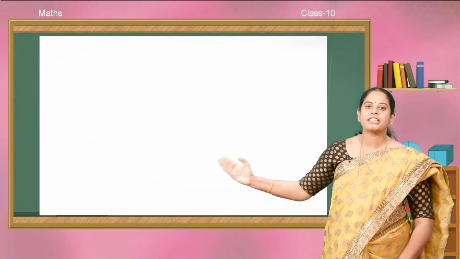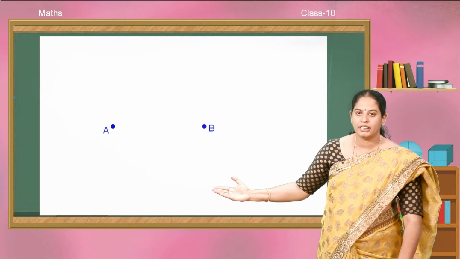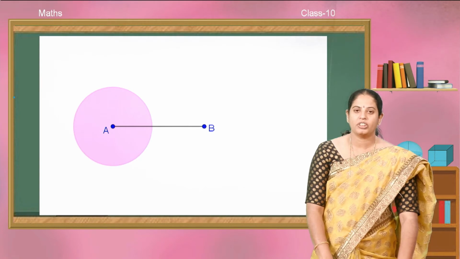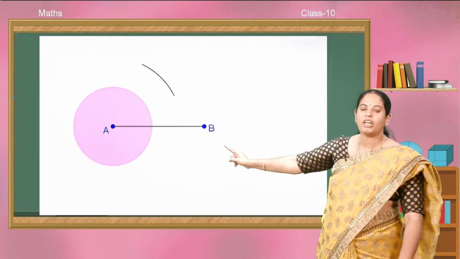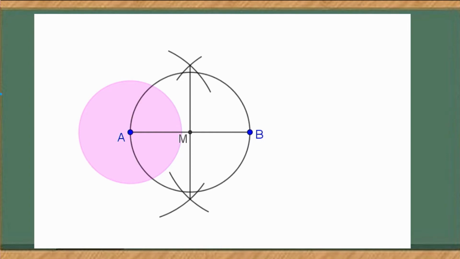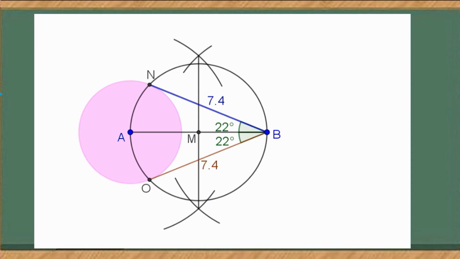Let us watch this video and discuss what you have observed in that activity. We marked B as external point to the circle A. Then we are constructing tangents to the circle A from external point B. Here BN and BO are the two tangents constructed to the circle from the external point B.